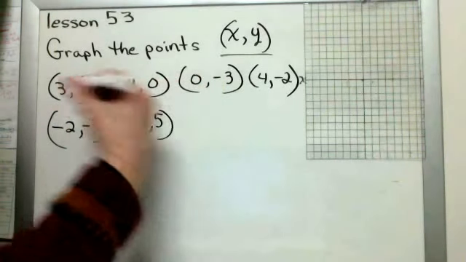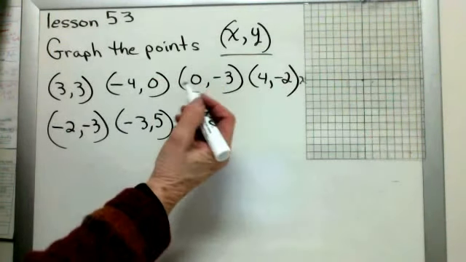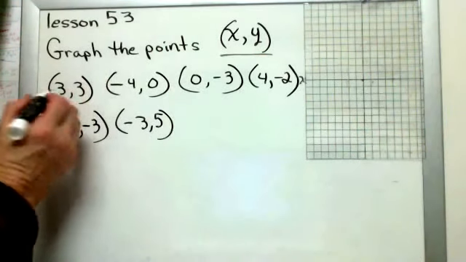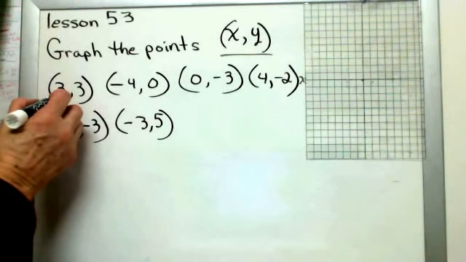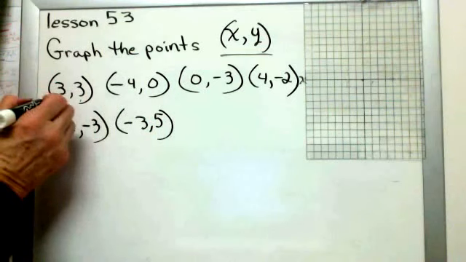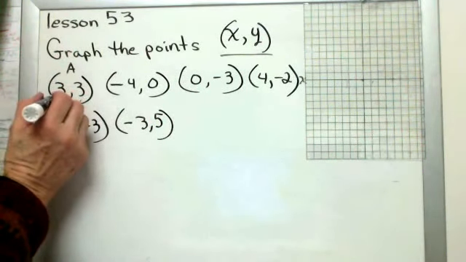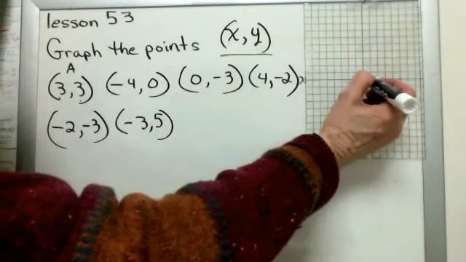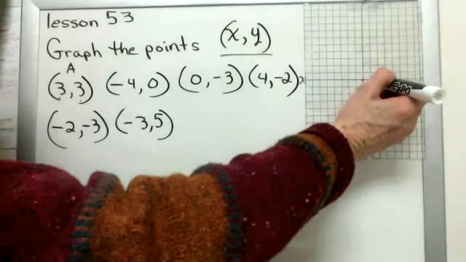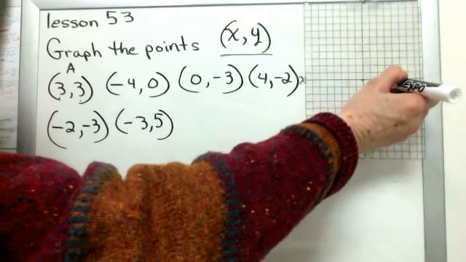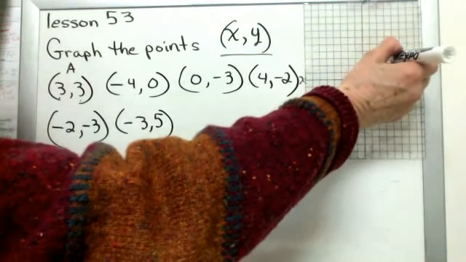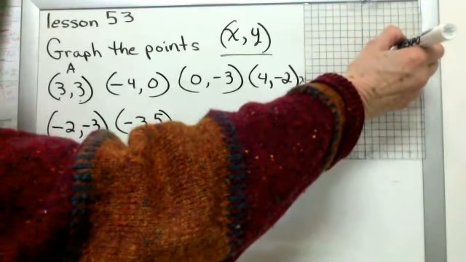When you graph these points, basically you're going to find out where the point is on the grid by moving first in the x direction and then in the y direction. So this first point, I'm going to call it point A, is 3, 3. So I start at 0, 0. I go over 3 in the positive direction and then up 3 in the positive direction. And there's my point A.